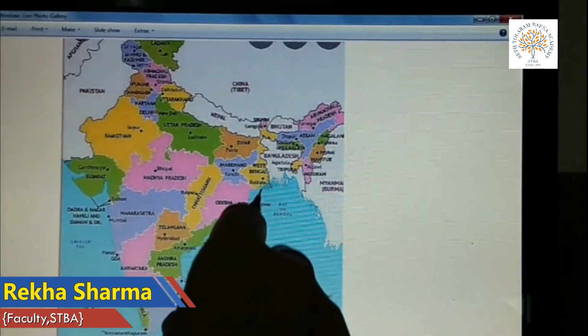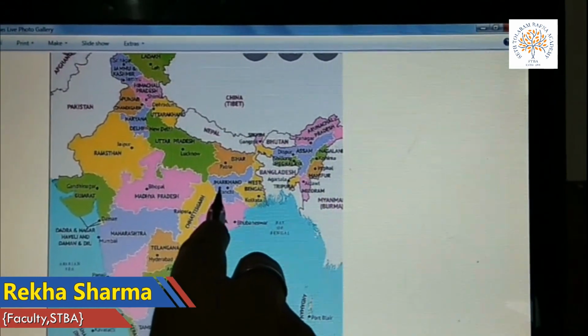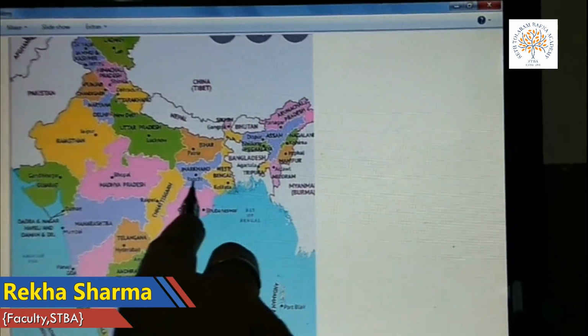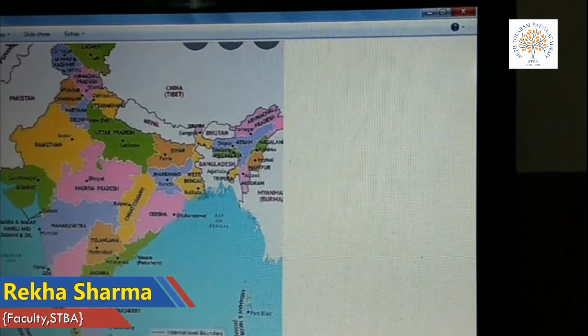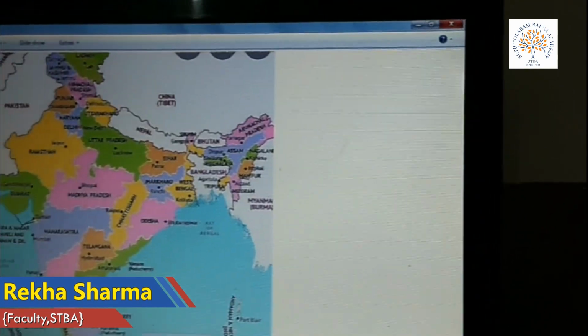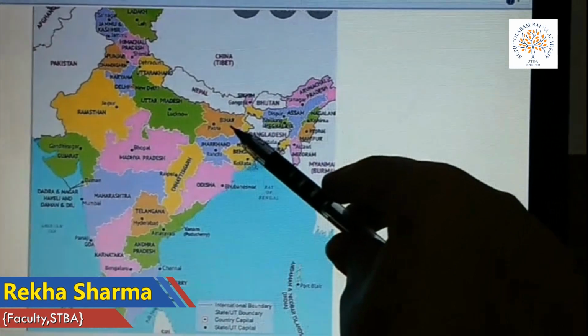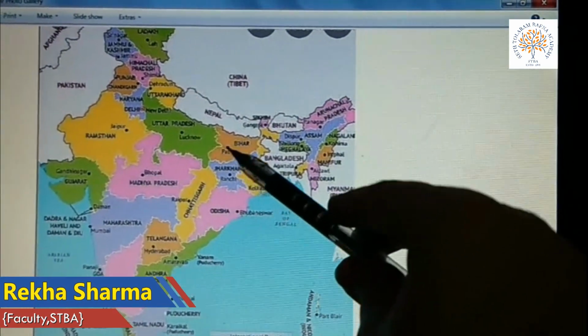Now children, go a little west. The state located here is Jharkhand, as you can see, and its capital is Ranchi. It is a very important place because it is the place where the Indian cricketer Mahendra Singh Dhoni was born. Now go a little upwards. There is the state Bihar and its capital is Patna.